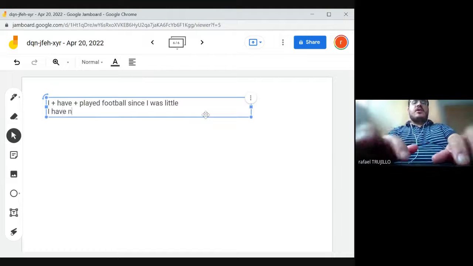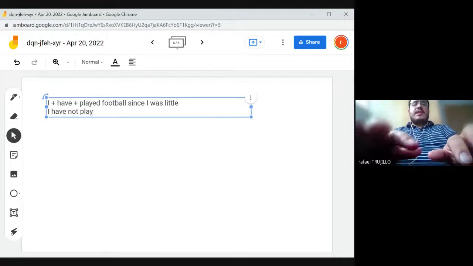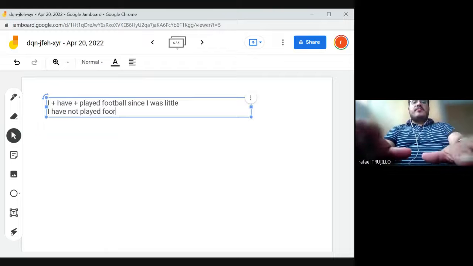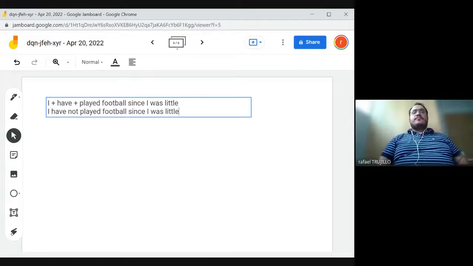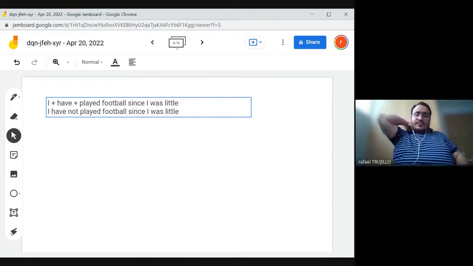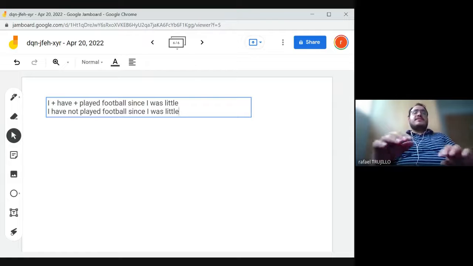I have not played football since I was little. ¿Sí? Ahora es negativo. Nunca, yo no he jugado fútbol desde que era pequeño. And that is another sentence. So we can see how we can use these sentences.